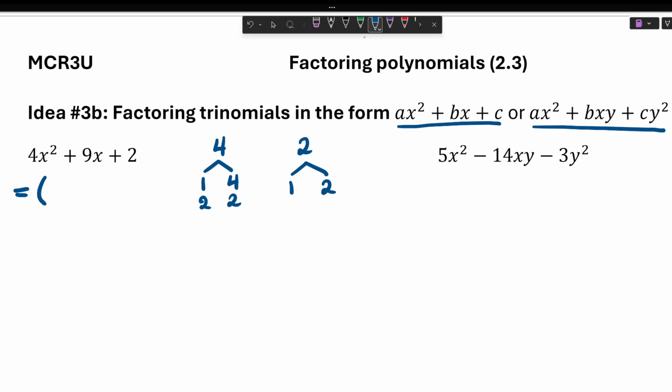So our idea is, let's pick some factors, try them out, see if I can get that middle term of 9. Let's suppose that our first guess for 4x squared is that it came from 4x and x. Let's also suppose that our first guess for 2 came from 1 and 2. Let's check the middle term. So you get 1x and 8x. That is equal to 9x, so that's correct.